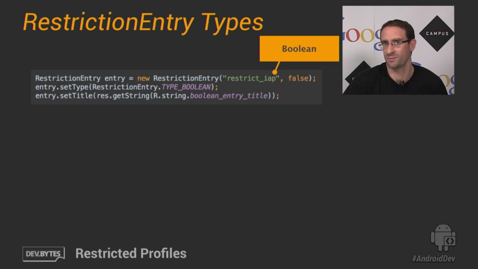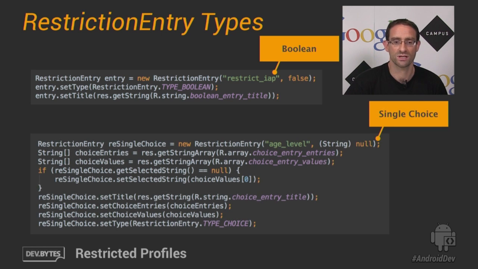Here we've got the Boolean type, and then the single choice type. Maybe in the single choice type you want to use it for the content rating of the content available to a restricted user. So you could have single choice of under 12, 15 plus, whatever. And then you can just choose one of those and make the content in your application relevant for the user. And then the multiple choice type is going to take an array list of strings for the defaults.